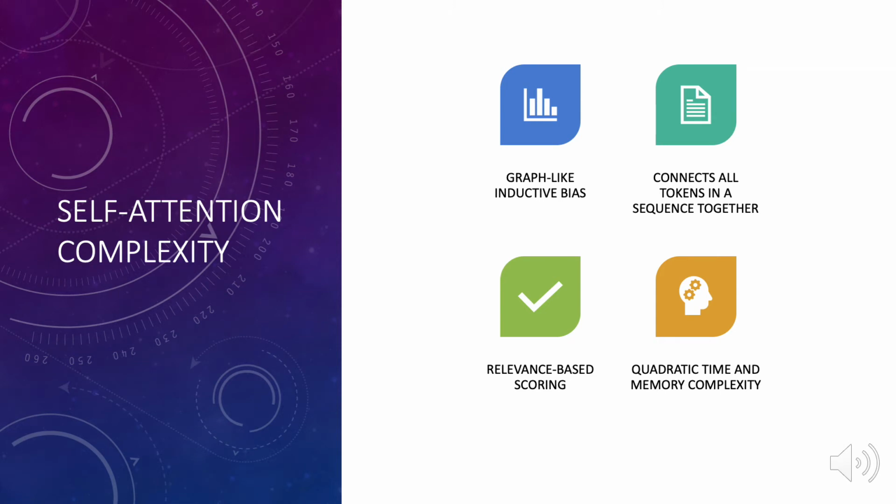Self-attention is a graph-like inductive bias, and basically that connects the various tokens in a sequence together. So if we have a sentence, "I went to the store to buy food," it will create a graph that maps out how each of those words relates to each other word. That is scored based on relevance, which we call attention. But as mentioned before, this suffers from quadratic time and memory complexity.